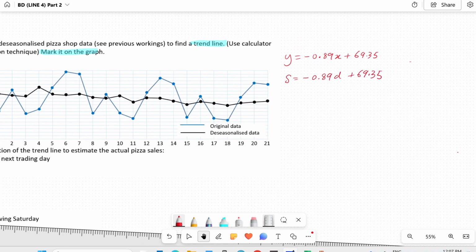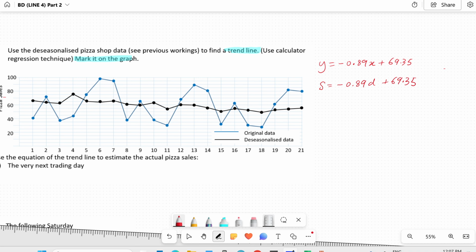Now we're asked to mark this on the graph. What we're going to do is choose 2 x values, and substitute those into the equation to get the corresponding y values, and we can mark those as coordinate points on the graph. It doesn't matter which 2 x values you choose, as long as they are between 1 and 21. I'm going to go with 5 and 15. So I'm going to put D equals 5 into the equation. So the figures will be negative 0.89 by 5 plus 69.35.